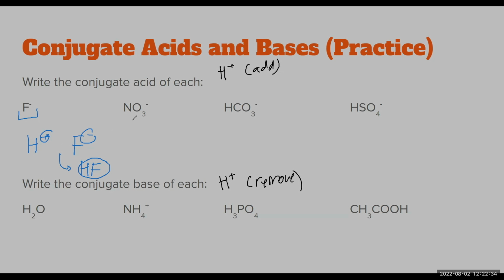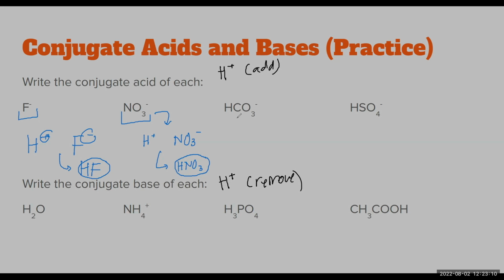This next one, we have NO3-. I can really just do the same thing. I'm going to add an H+. So I can do an H+ and NO3-, and if we do that, we can combine them together. We can get HNO3, and this is going to be our conjugate acid, which is going to be nitric acid.